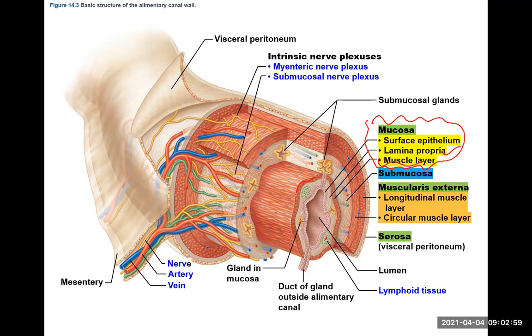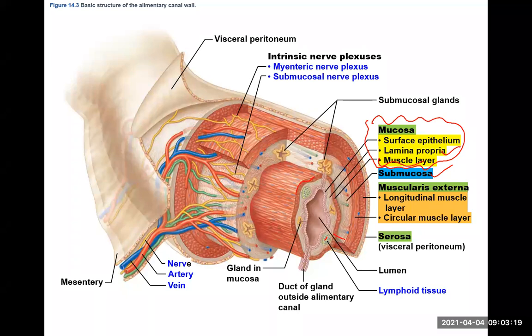Today we'll talk about the submucosa. What is a submucosa? Submucosa is a layer, as you can see here, just present beneath the mucosa layer. This one is a submucosa. Sub means below, so below the mucosa.